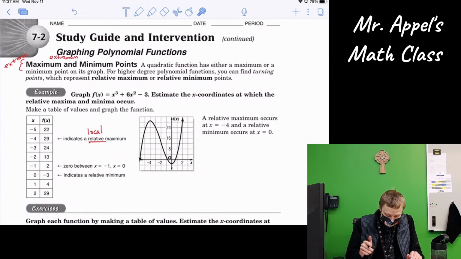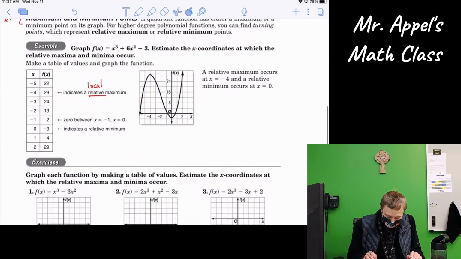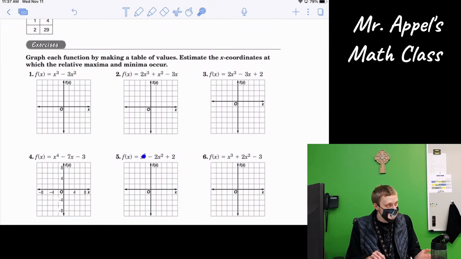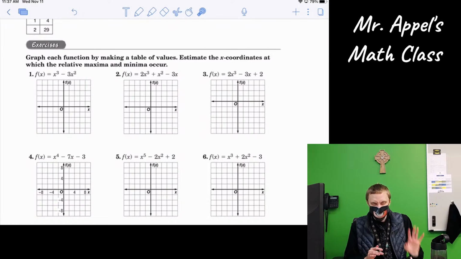All right, then. Your work today will be those 6 functions. Very basic, right? The most complex of which is only x to the 5th power. Don't worry about that guy too much. It's only got 3 terms anyway, so it's not even that bad.